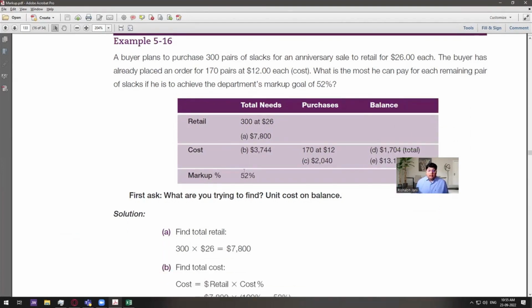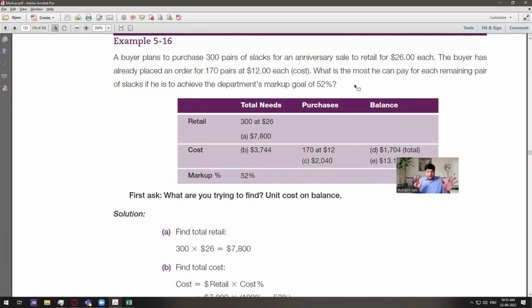A buyer plans to purchase 300 pairs of slacks for an anniversary sale to retail for $26 each. The buyer has already placed an order for 170 pairs at $12 each at cost. What's the most he can pay for each remaining pair of slacks if he is to achieve the department's markup goal of 52%? So again, what are we trying to find? We're trying to find the unit cost on the balance of purchases that are needed.